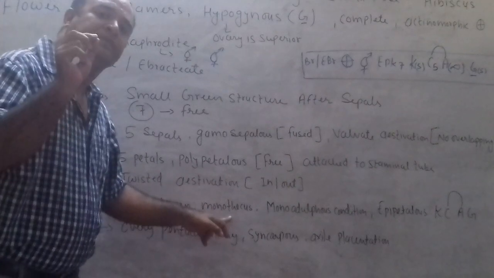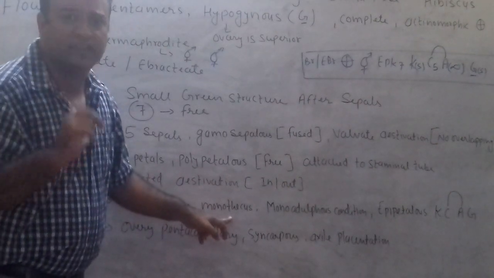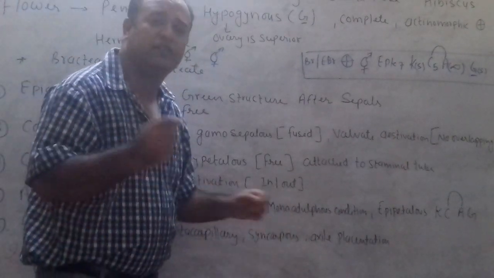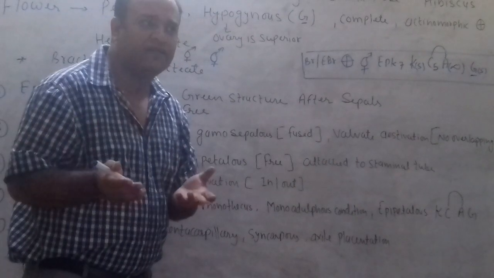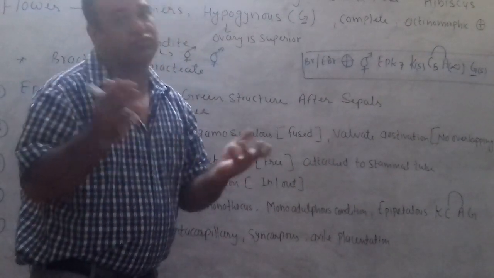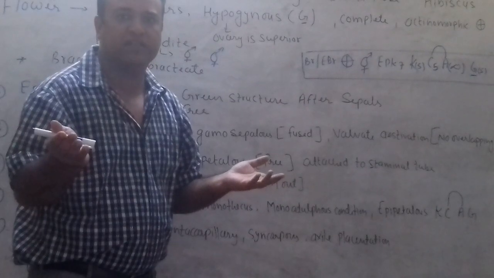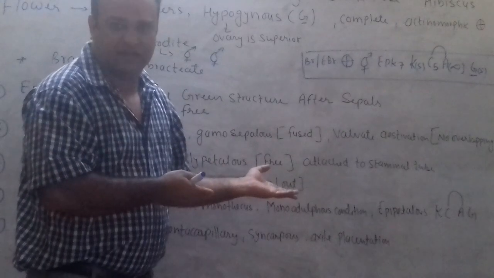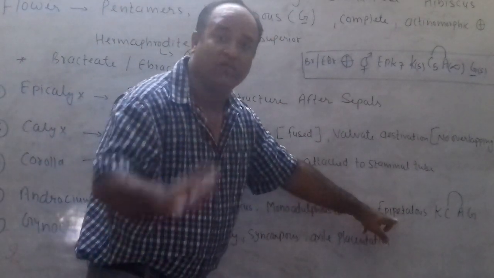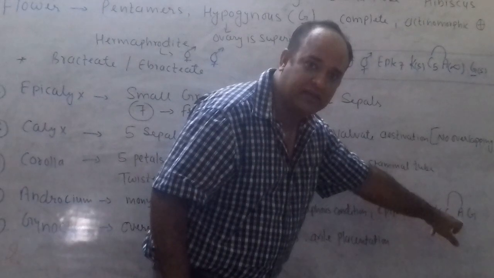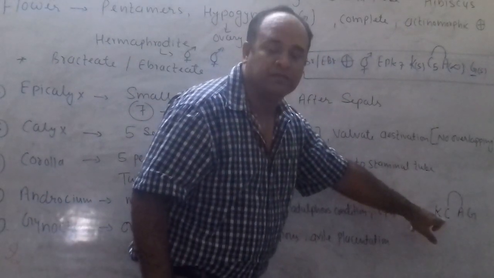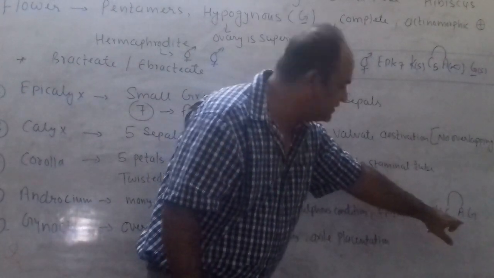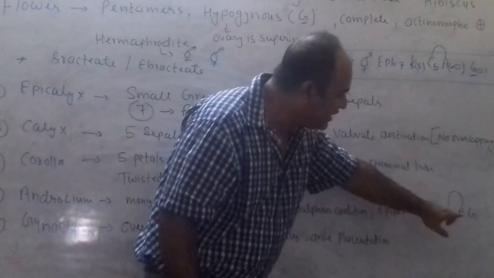Monothecous. That means the anther is monolobed. Generally the anthers are bilobed, but in this case the anther is monolobed. Monoadelphous condition. What is the meaning of monoadelphous condition? Monoadelphous condition means the filaments are fused, but the anthers are free. We will make a diagram, then this will also get clear. Epipetalous. What is the meaning of epipetalous? Stamen is fused with the corolla. Stamen is fused with the petals. So we have to connect them.